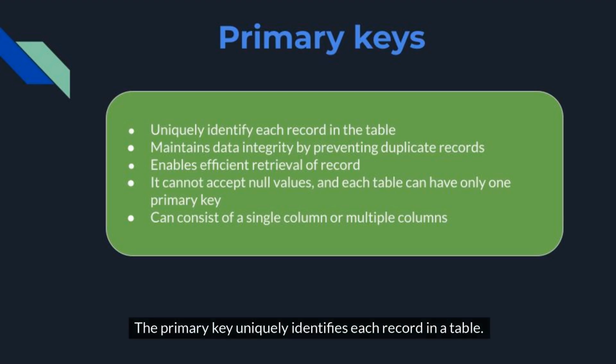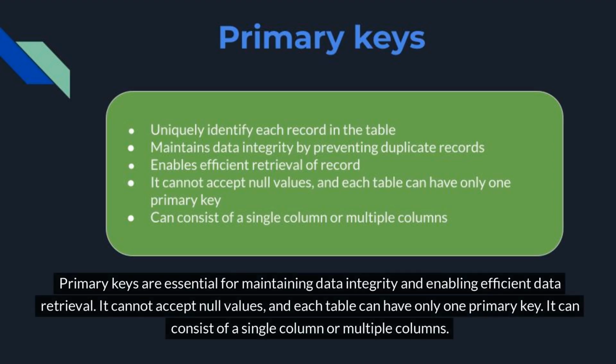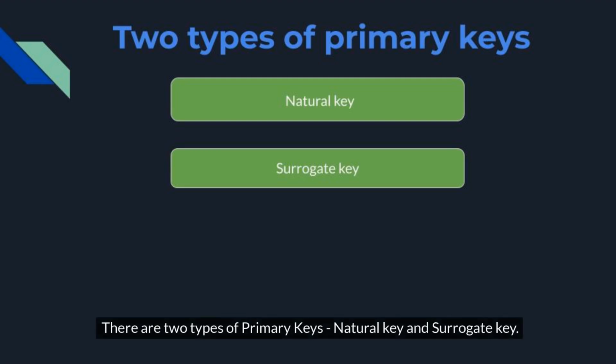The primary key uniquely identifies each record in a table. It ensures that each record can be uniquely retrieved and distinguished from all other records. Primary keys are essential for maintaining data integrity and enabling efficient data retrieval. It cannot accept null values, and each table can have only one primary key. It can consist of a single column or multiple columns. There are two types of primary keys: natural key and surrogate key.